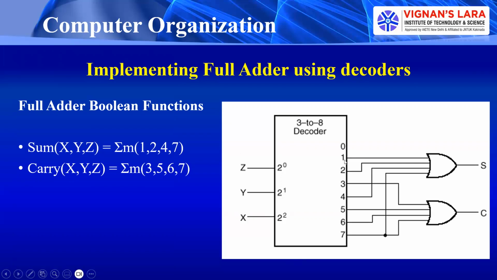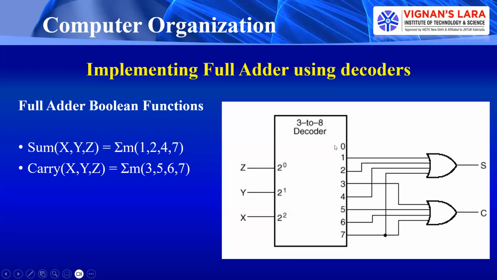So here I select a decoder such that the number of variables present in the Boolean function is equivalent to the number of inputs of the decoder. So the variables X, Y, Z act as the inputs of the decoder. Z has 2 power 0, that is the least significant. Y is at 2 power 1, the next higher order. X is at 2 power 2, the highest order. So for a 3 to 8 decoder, there are 8 outputs.